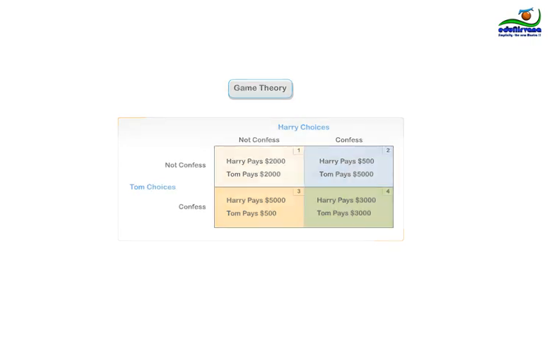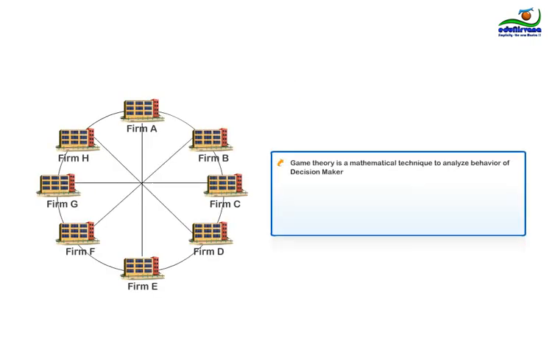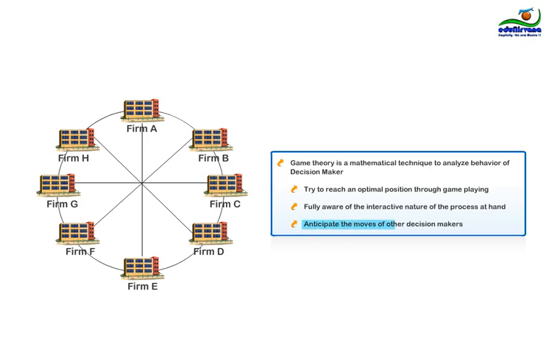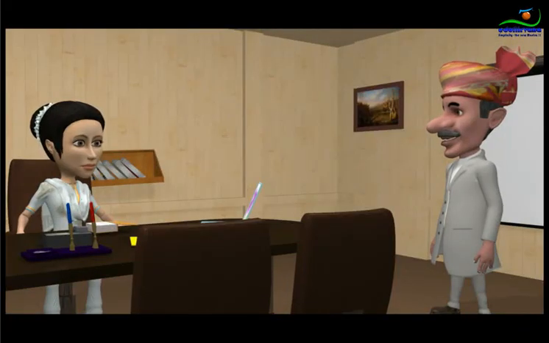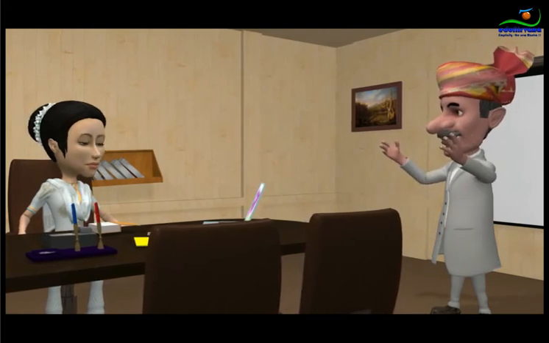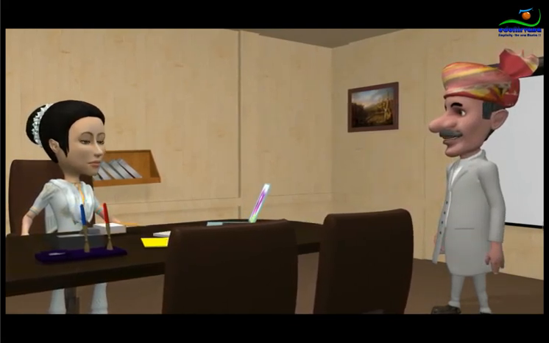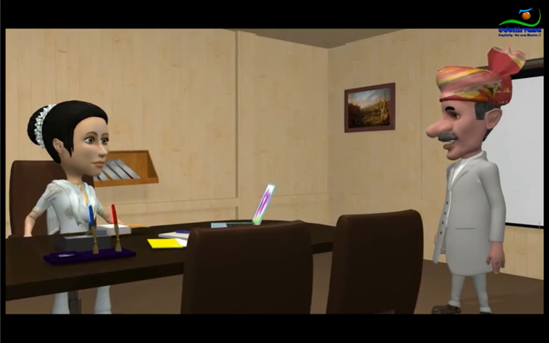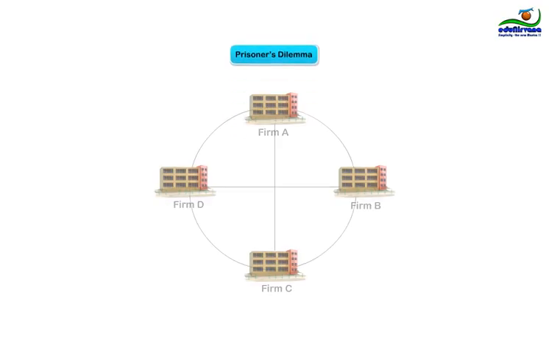of oligopoly firms. Basically, game theory is a mathematical technique used to analyze the behavior of decision makers who try to reach an optimal position through game playing or the use of strategic behavior, who are fully aware of the interactive nature of the process at hand, and who anticipate the moves of other decision makers. Let me tell you a famous game in game theory, and then we will use it to discuss oligopoly behavior. The name of the game is Prisoner's Dilemma.